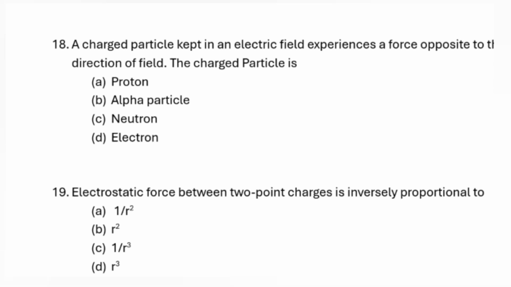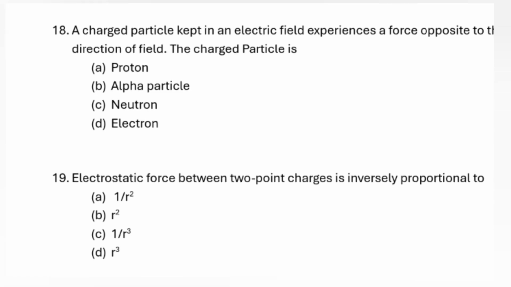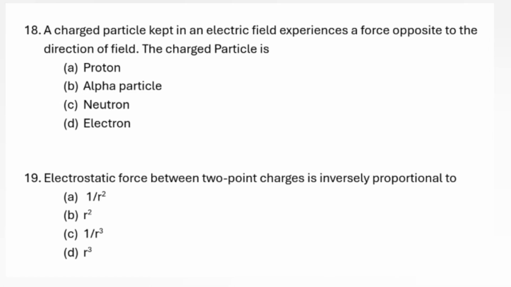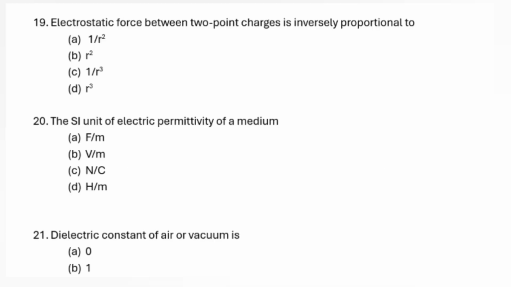Question number 18. A charged particle kept in an electric field experiences a force opposite to the direction of field. The charged particle is option A proton, option B alpha particle, option C neutron, option D electron. Question number 19. Electrostatic force between 2 point charges is inversely proportional to option A 1 by r square, option B r square, option C 1 by r cube, option D r cube.